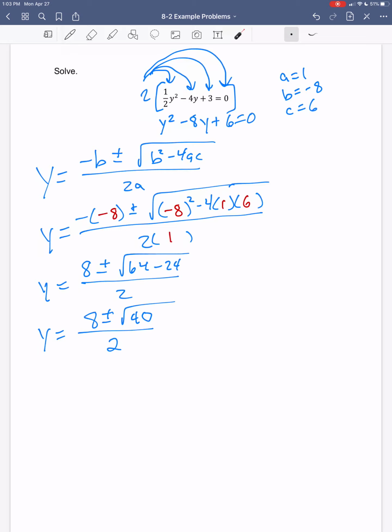In this problem, though, the square root of 40 can be simplified. I can find a perfect square that goes into 40. And so I have to do that here. I can say that's the square root of 4 times the square root of 10 because I know what the square root of 4 is.